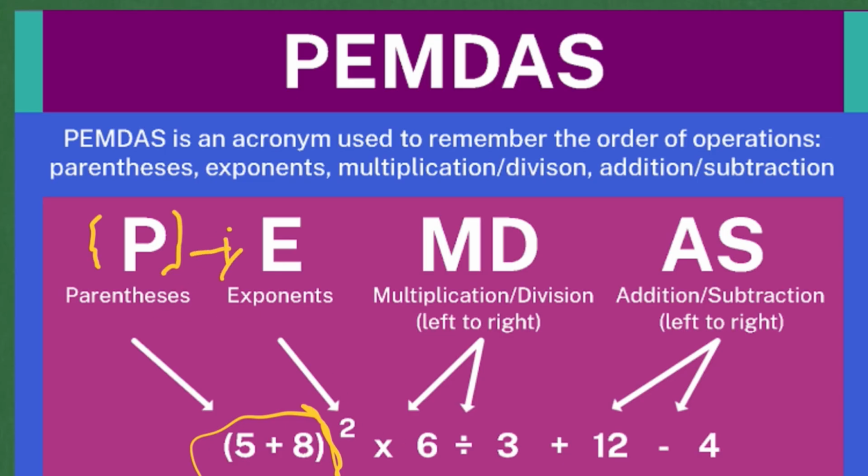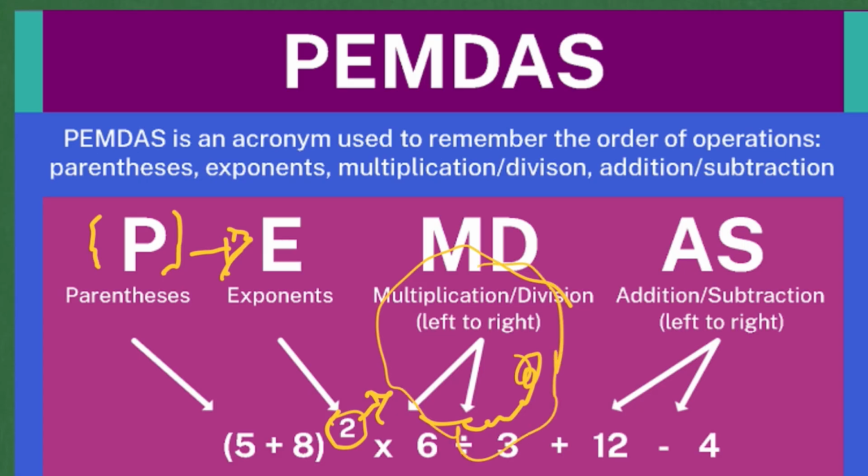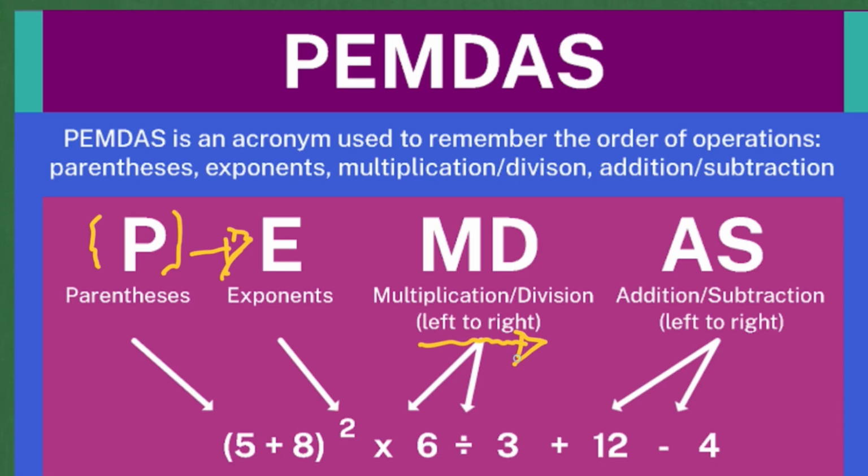The second priority is exponents. Exponents are powers that are written on top of numbers, like 2 cubed or 2 squared. The third priority is multiplication and division. For these, we solve the arithmetic from left to right, whichever comes first, meaning multiplication and division have the same priority.